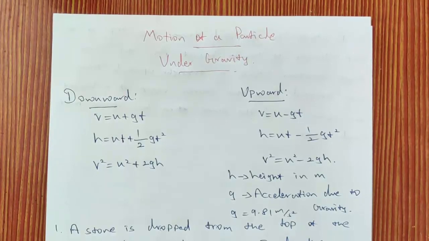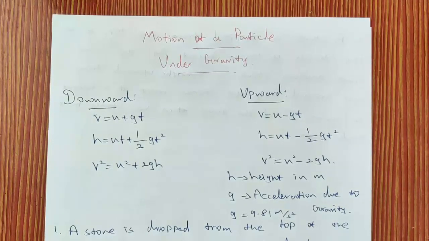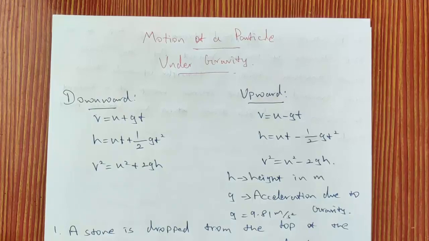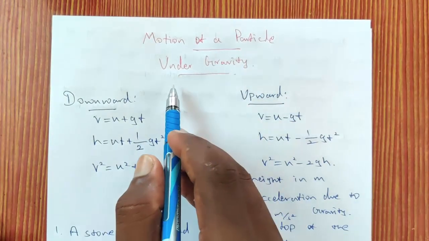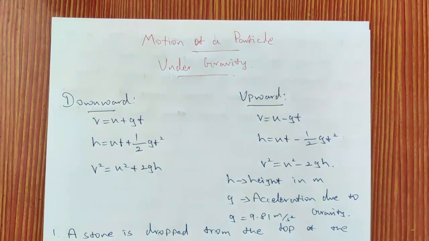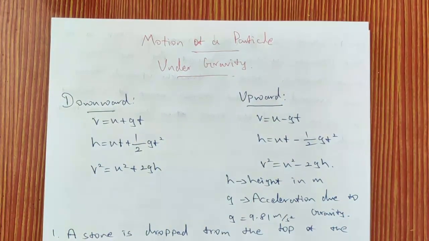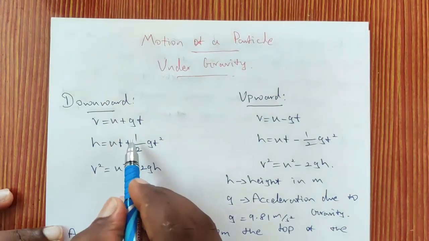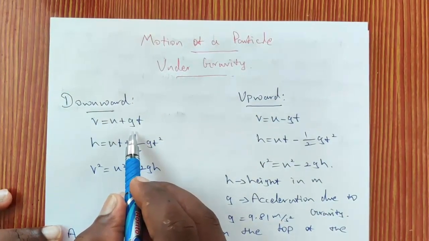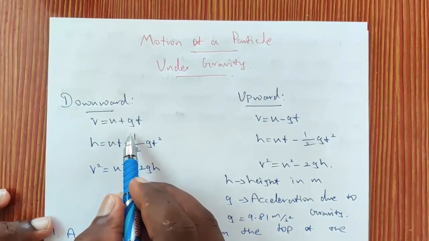So far we have discussed the uniform and varying acceleration. In both uniform and varying acceleration, the particle moves in the horizontal direction. Suppose the particle moves in the vertical direction, then it is considered as the motion of a particle under gravitational force, because the particle is moving with the acceleration due to gravity. That is why you can see that the acceleration is replaced by g.